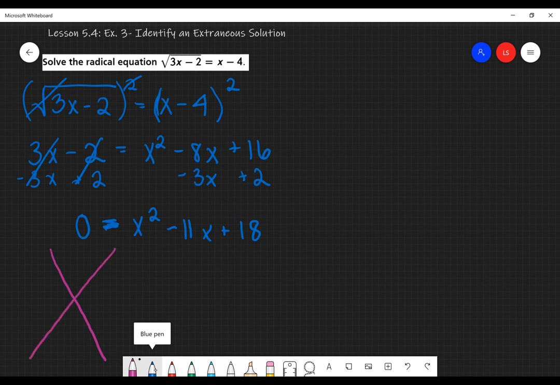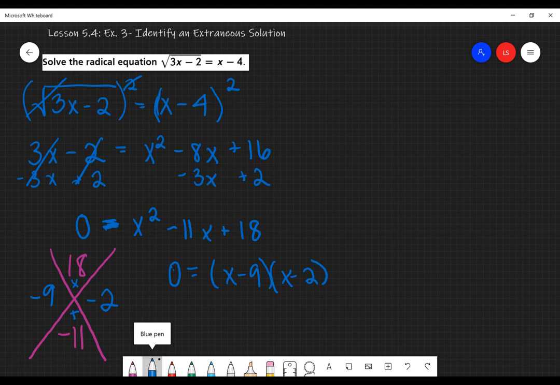A times c on the top, which is 1 times 18, so 18. B on the bottom, which is negative 11. And now we're looking for two numbers that multiply to 18 and add to negative 11. And those two numbers are going to be negative 9 and negative 2. So I can rewrite my equation now as factors with 0 equals x minus 9, x minus 2.